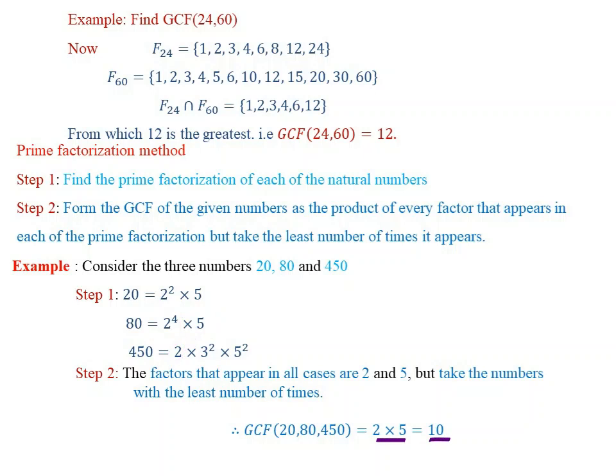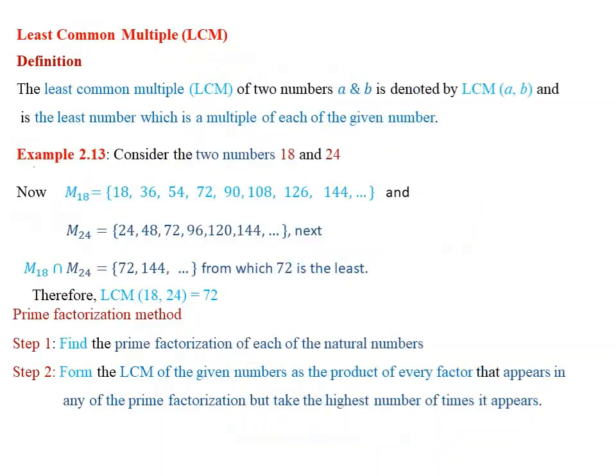So the GCF of 20, 80 and 450 using prime factors is 10. The second thing is least common multiples. The least common multiple, or LCM, of two numbers A and B is denoted by LCM of A, B. It is the least number which is a multiple of each of the given numbers.